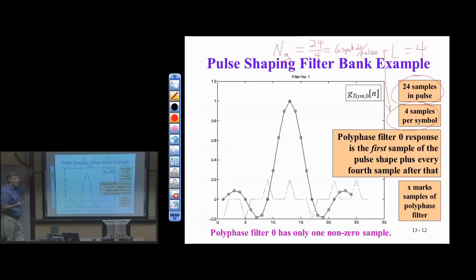So how many coefficients will each polyphase filter have? The original pulse shaping filter has 24 samples, so that's the length of its impulse response. But first of all, how many polyphase filters do I have? 4, there you go. So there are 4 filters, and each filter now has how many coefficients? 6. Because we have to find a home for each of these 24 coefficients of our original pulse shaping impulse response.